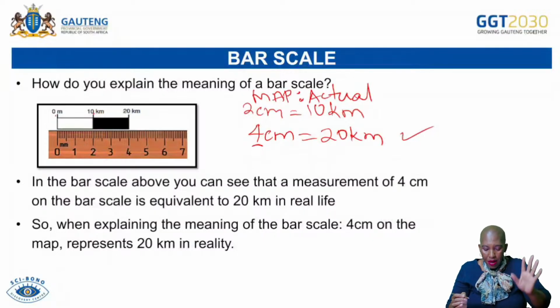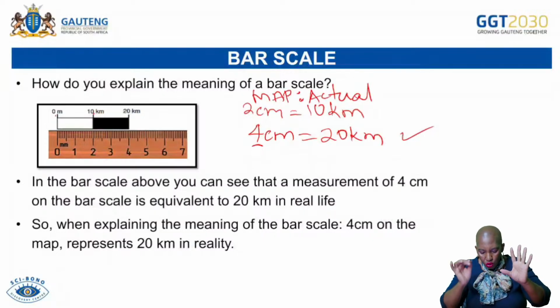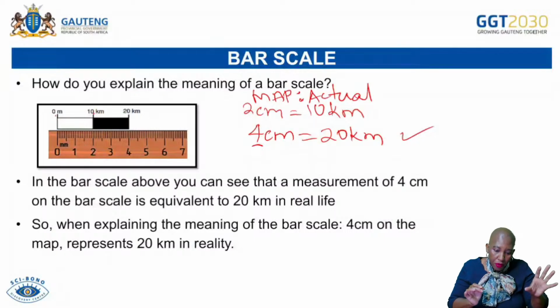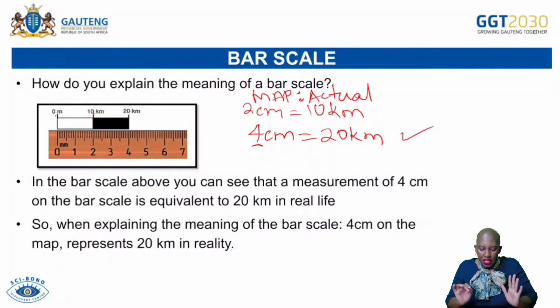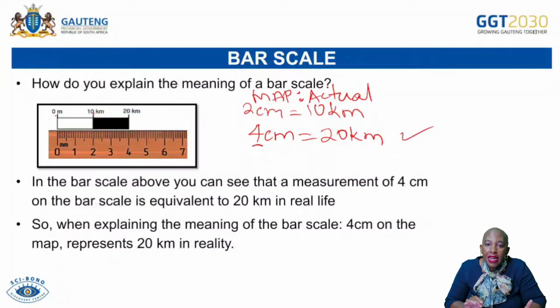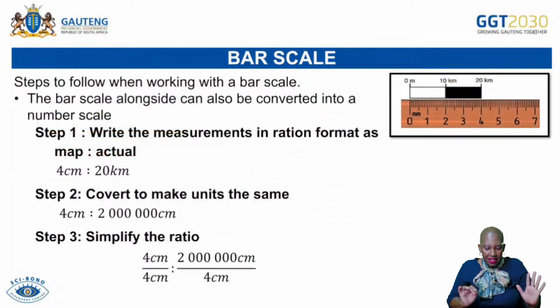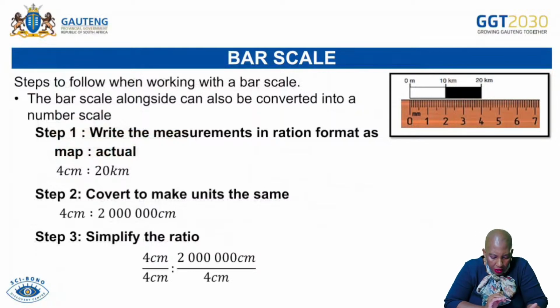So it means you convert the bar scale into a ratio scale. So it will be map is to actual. So the map, we measured 4 centimeters, as you can see on the picture there. And then this 4 centimeters, according to the bar, is equal to what? To 20 kilometers in reality. So you see, boys and girls, it's very easy. The answers are there when it comes to the scales. Now, let's quickly have a look at this one.